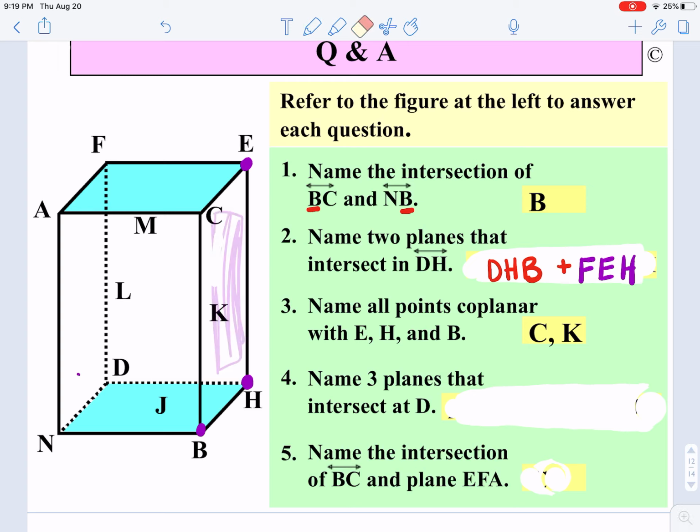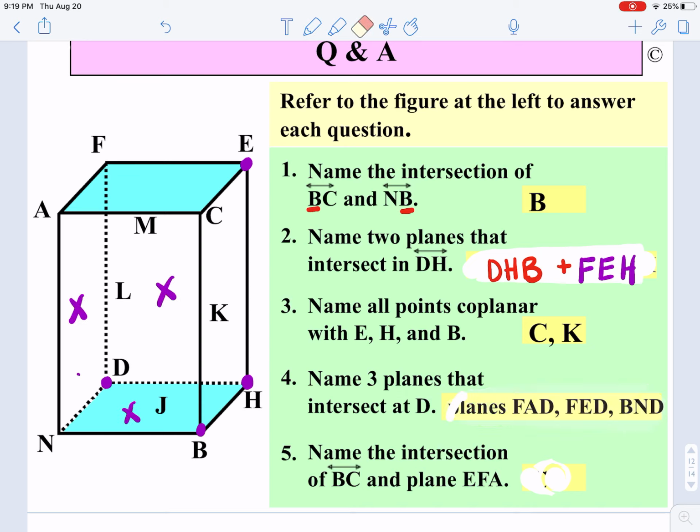All right, where is D? D is at a corner. So you've got this plane, and this plane. And you can write it however you want to do the letters. Off to the left, this one on the left here is FAD. FED is in the back. And BND is on the bottom.